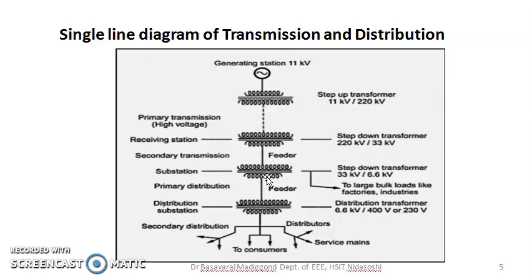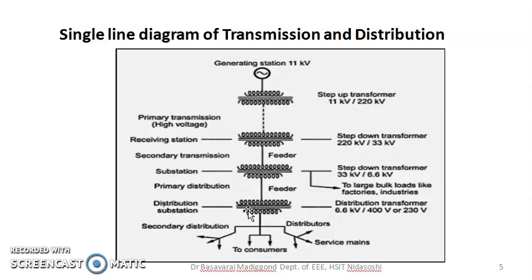Okay, at the substation, again it will be stepped down from 33 kilovolts to 6.6 kilovolts. Okay, so here itself we supply large bulk loads like factories, industries. This 6.6 kilovolts is directly given to the bulk loads, factories, big institutions, hospitals. From substation to a distribution substation is called primary distribution.